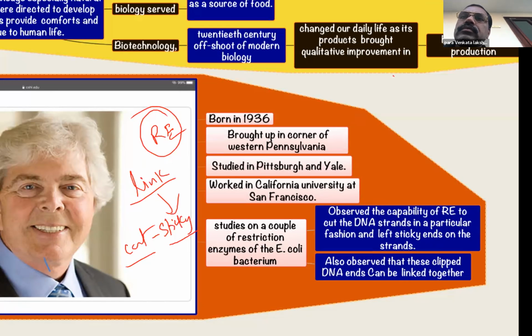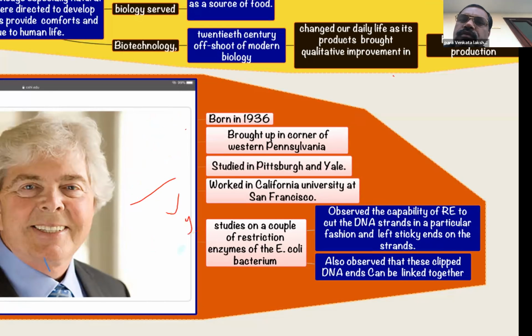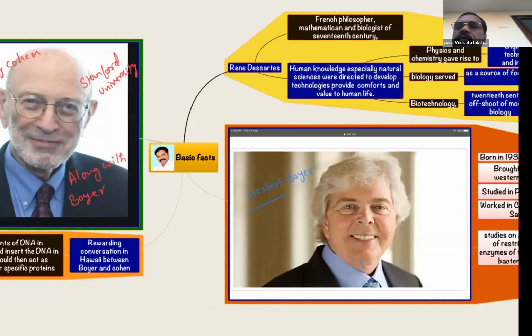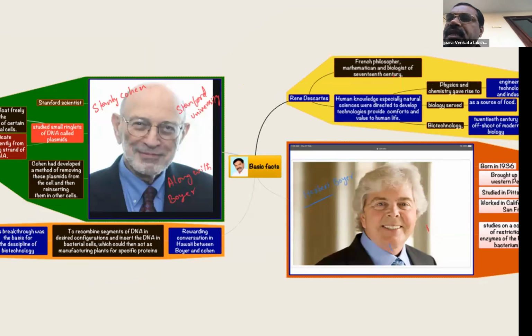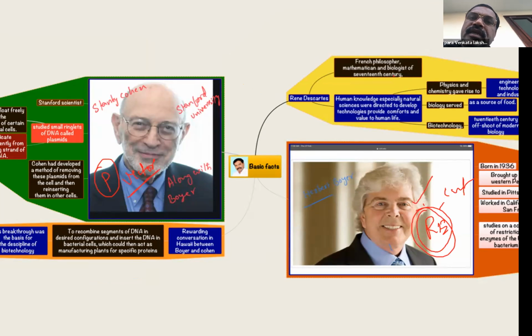See, here there are two great people. One person, Herbert Boyer, worked on restriction enzyme, which will cut. Another is the plasmid, which is very important, which is nothing but the vector molecule. If you see the tools of biotechnology, one tool is the restriction enzyme, whose nature was identified by Herbert Boyer. Another tool is the plasmid, which is also the vector, whose nature was identified by Stanley Cohen.